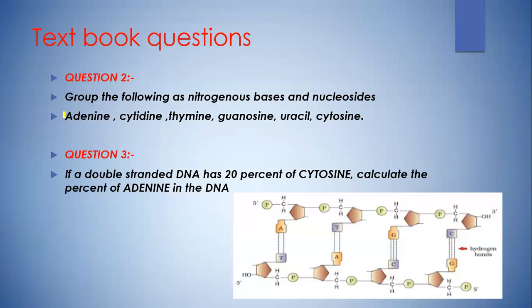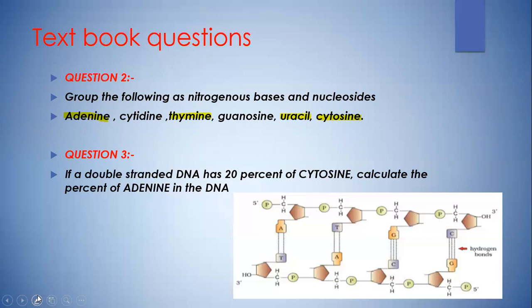So as you can see, adenine is a nitrogenous base. Thymine is also a nitrogenous base. Uracil is also a nitrogenous base. Cytosine is also a nitrogenous base. We have already read about the rest. You just need to remember the nitrogenous bases: adenine, guanine, cytosine, uracil, and thymine.